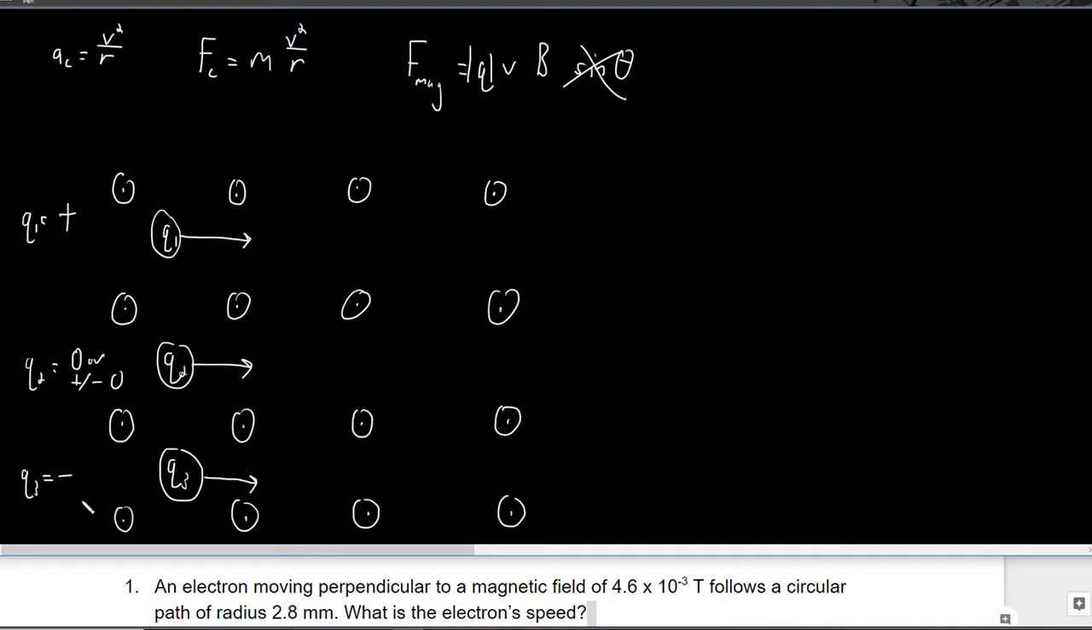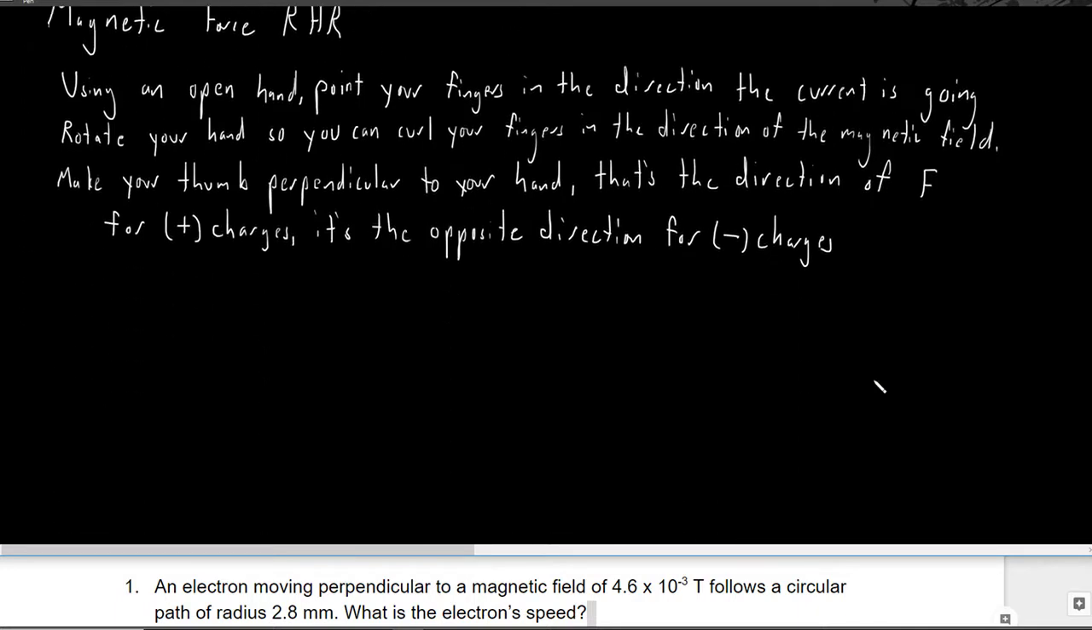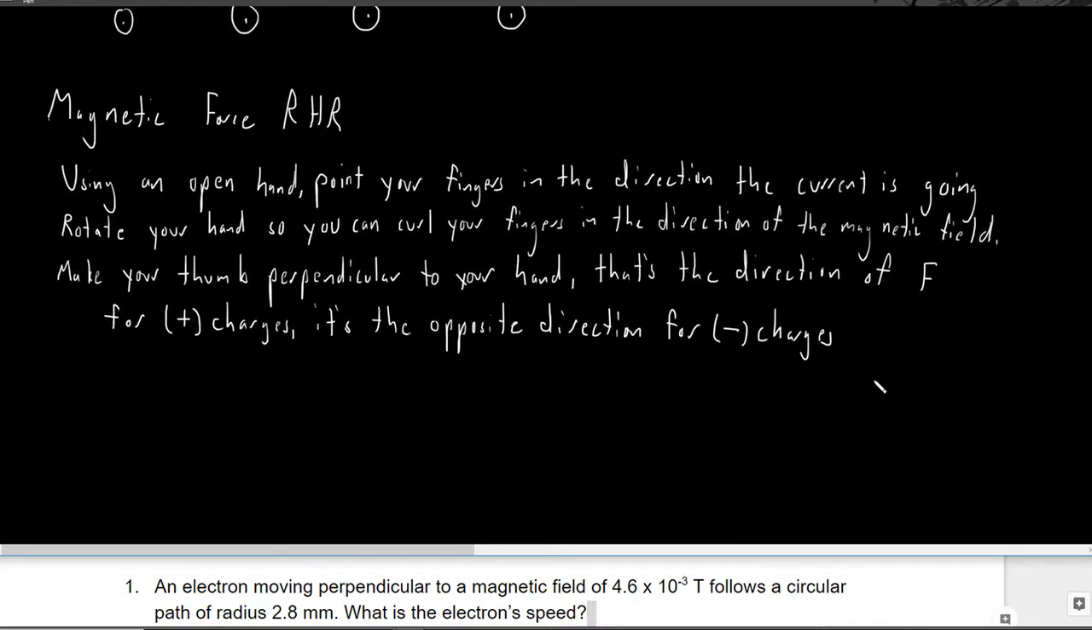So to figure out the direction it's going to move, we're going to use the next right-hand rule, because you can't have enough of those. I'm going to call this one the magnetic force right-hand rule. Some places number the right-hand rules, but you can address these from any angle. So what the magnetic force right-hand rule says, and I know my handwriting's horrible.